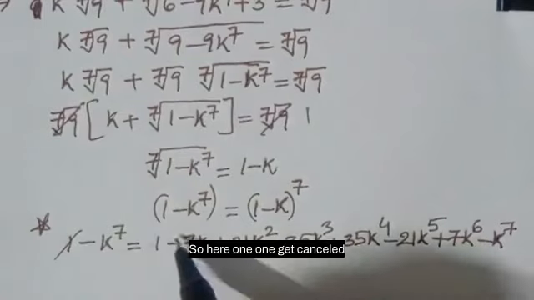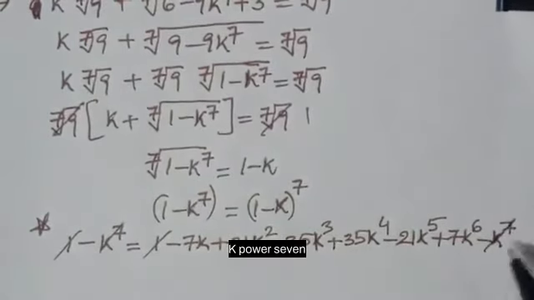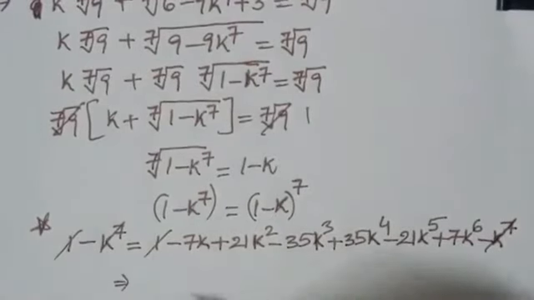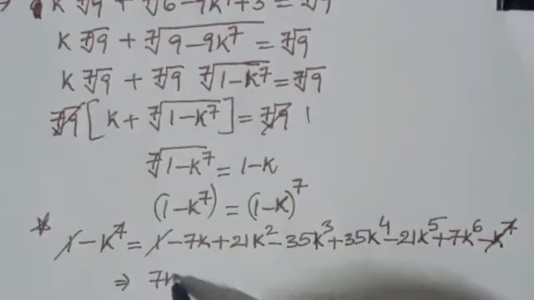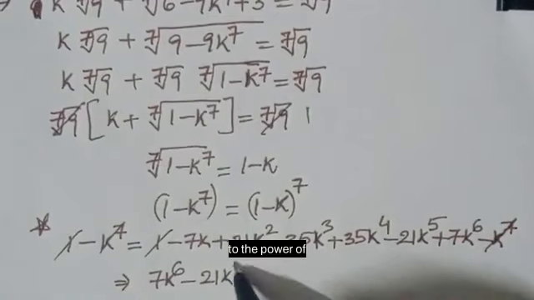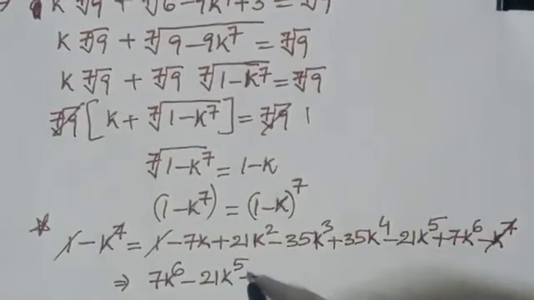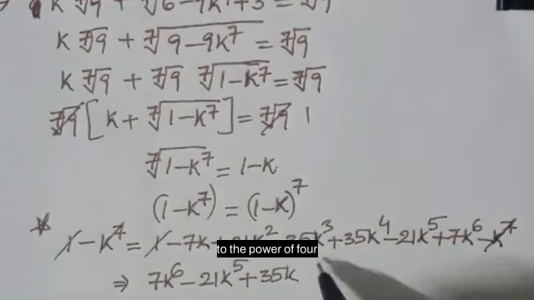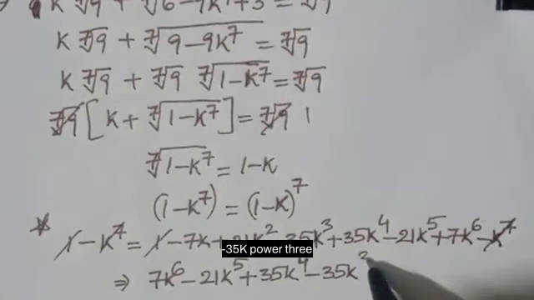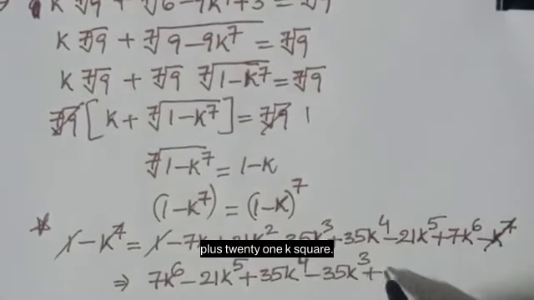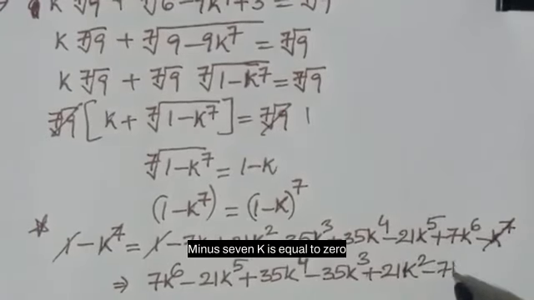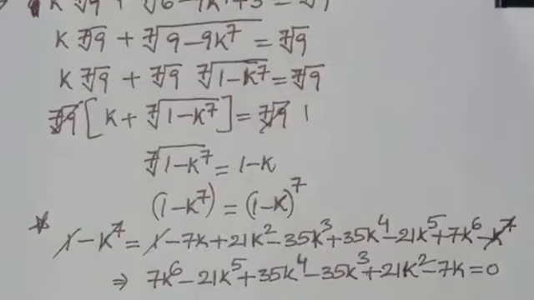So here 1 gets cancelled, k to the power of 7 gets cancelled. If you write according to the power of k: 7k to the power of 6, minus 21k to the power of 5, plus 35k to the power of 4, minus 35k to the power of 3, plus 21k squared, minus 7k is equal to 0.